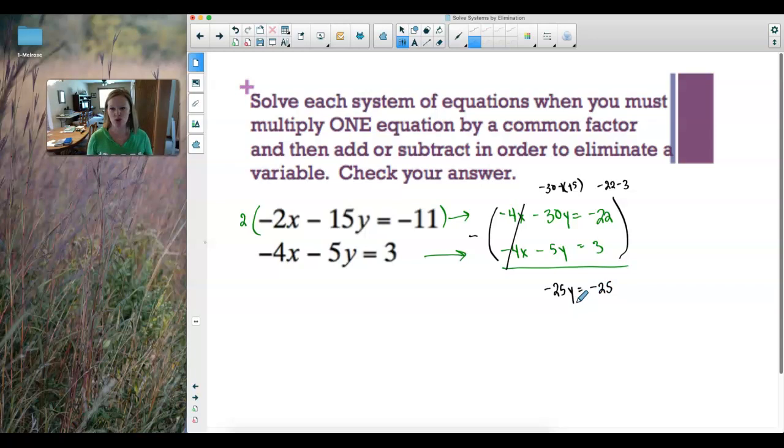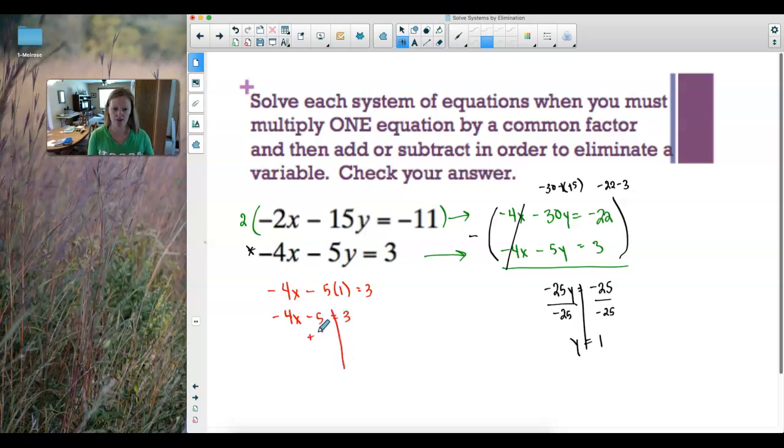Again, as you're working on this, you guys, if you get numbers that aren't going to work out nice, you probably made a mistake. Okay, so then we divide by negative 25 on each side, and we get y equals 1. Okay, now I'm going to use the second equation here, and we're going to substitute y equals 1 into that. So we have negative 4x minus 5 times 1 should equal 3. That's negative 4x minus 5 equals 3, and we're going to solve that.